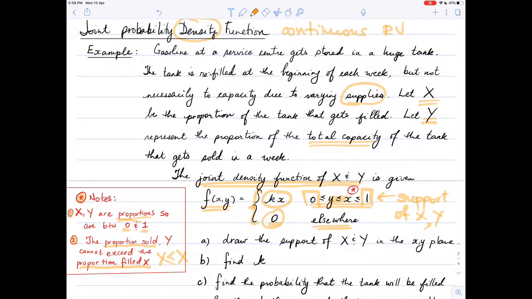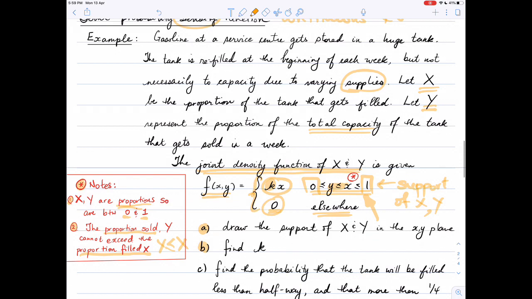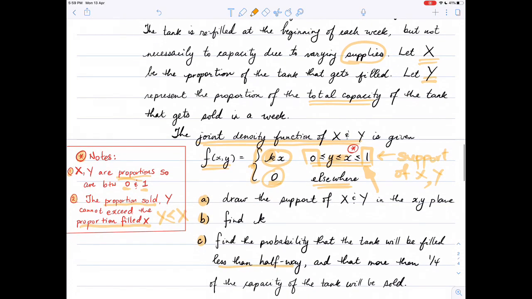So the questions that we are asked then. First of all, to draw the support, to draw this region here in the xy plane. We are then asked to find this value of k, using the properties of the joint density function. And then C, find an actual probability. Find the probability that the tank will be filled less than halfway but then more than 1/4 of the total capacity will be sold.